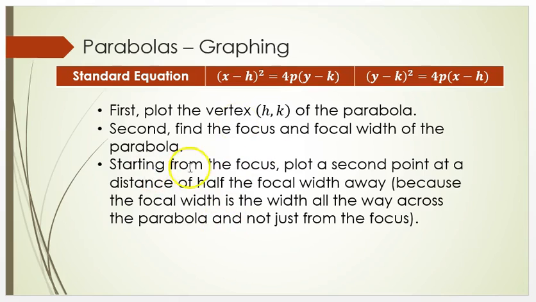So what we do is we start with the location of the focus, and then we plot the other points by going half the distance away from the focus. The reason we go half the distance is because the focal width is the width all the way across the parabola. So if we're starting at the focus, which is halfway across, you just go half the width across, and that'll give you 2 more points on the shape. So I'll demonstrate that on the next couple slides.